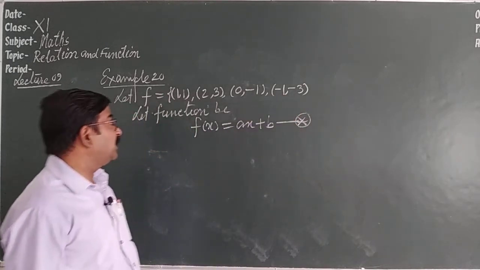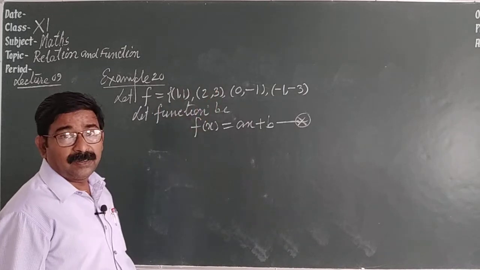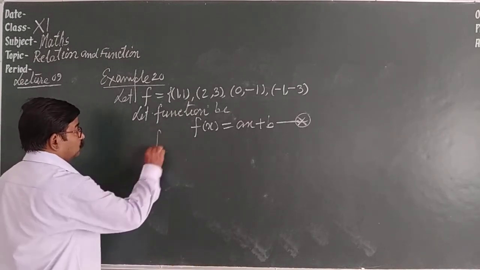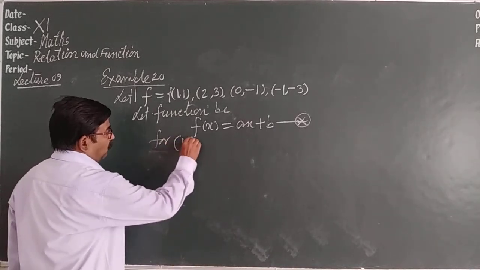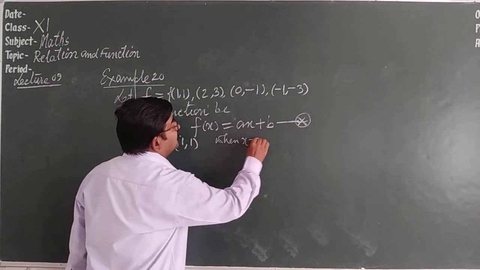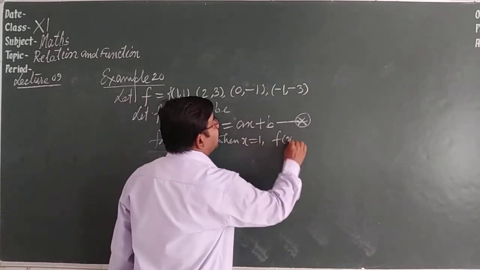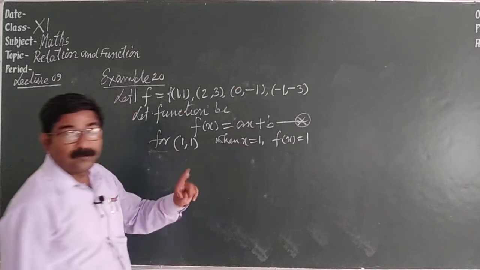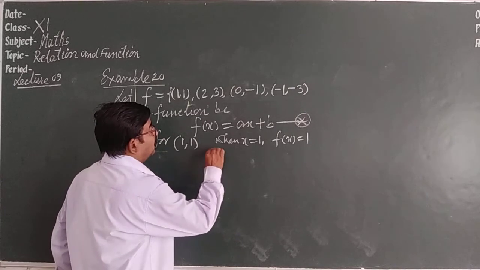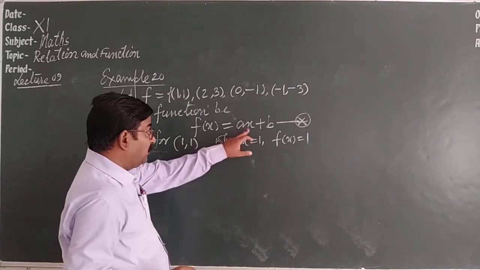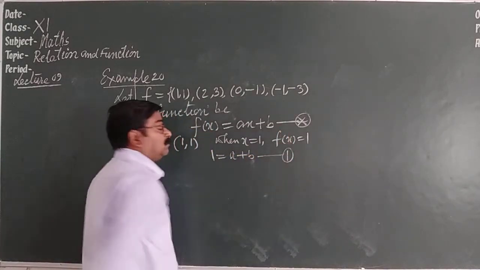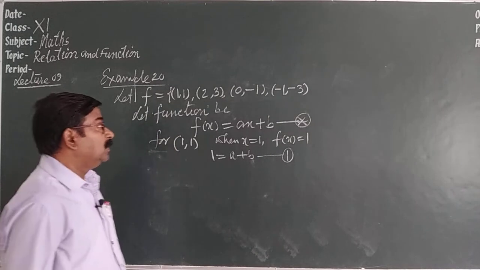So we may take any two pairs as x and y. So how to write? See, for (1, 1), when x = 1, f(x) = 1, meaning f(1) = 1. So in place of f(x) we write 1, and in place of x we write 1. So we have a + b = 1. Let this be equation number 1. Got it?